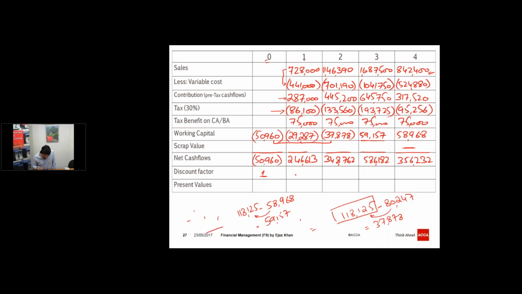For year 1, Shiraz, tell me for year 1. 0.893. Okay. For year 2, 0.797. For year 3, 0.712. For year 4, 0.636. Thank you very much. And now multiply the net cash flow figures with the discount factors.